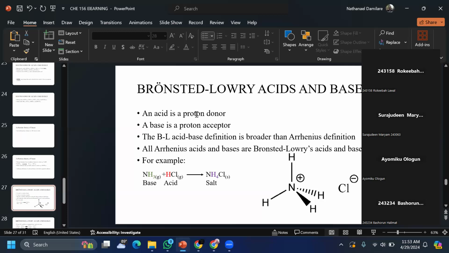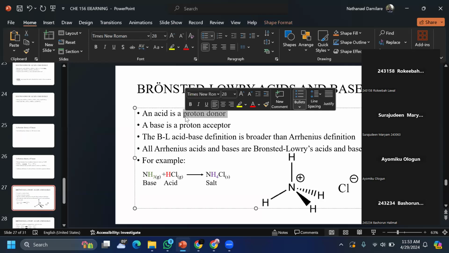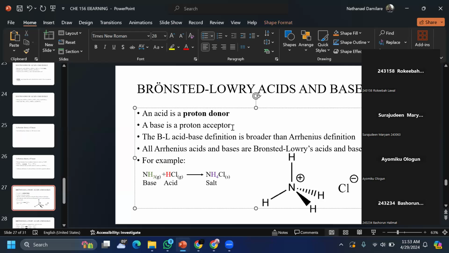But another definition is by Bronsted and Lowry. They said an acid is a proton donor. Any substance that can donate a proton, whether in the gas phase or in solution, we call an acid. And any substance that can accept a proton, we call a base. So that definition is broader than that of Arrhenius because it accommodates whether it's in solution or not in solution.